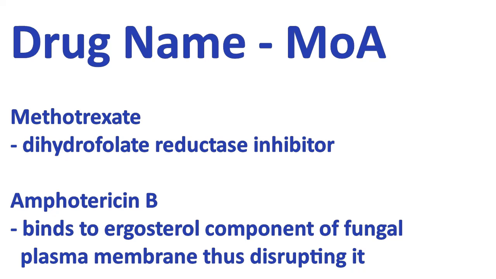Another example, amphotericin B, an antifungal agent that acts via binding to ergosterol in the plasma membrane of fungal cells. By interacting with ergosterol, amphotericin causes pores in the membrane, thus disrupting its function, leading to electrolytes and other biomolecules loss and resulting in cell death. So fungus dies as a result of this mechanism of action.